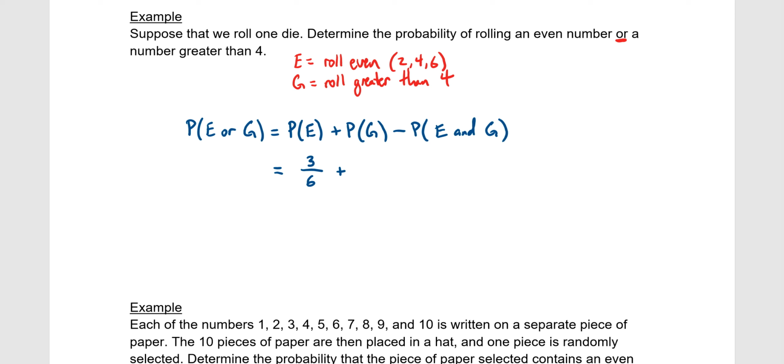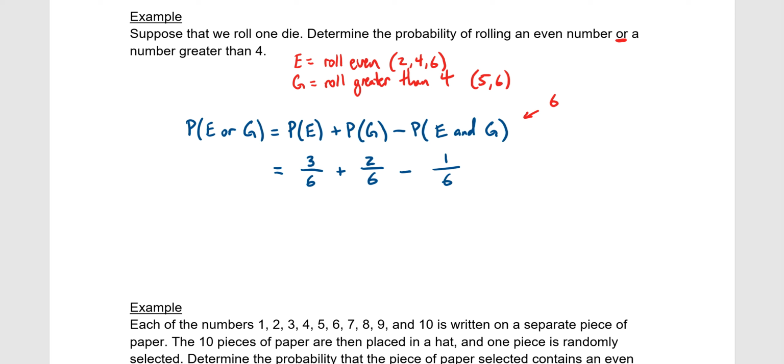And for the next one, the probability of rolling a number greater than 4. So greater than 4 is just going to be 5 and 6. That's going to be 2 total outcomes out of 6 possible outcomes minus the probability of E and G. E and G is going to be rolling an even that is greater than 4. So it has to be both even and greater than 4. The only number that's going to be even and greater than 4 here is going to be 6. So that's going to be 1 outcome divided by 6 total.